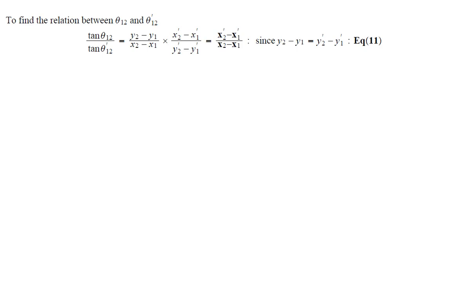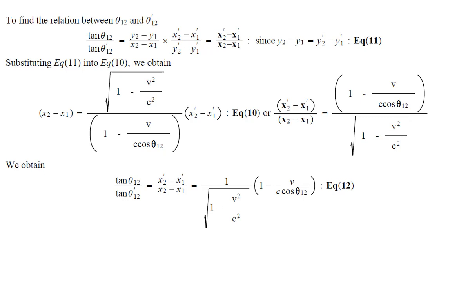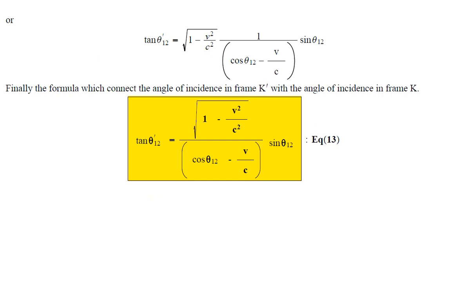To find the relation between θ12 and θ12', we substitute equation 11 into equation 10, and we obtain the following. Or. Finally we arrive at the formula which connects the angle of incidence in frame K' with the angle of incidence in frame K.